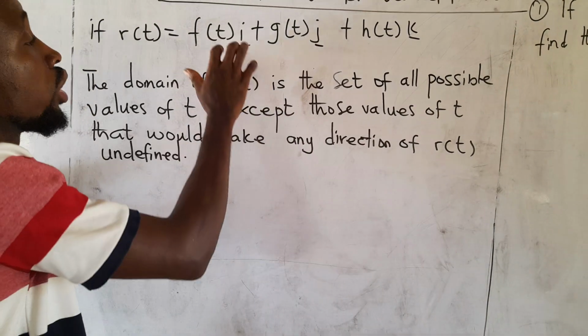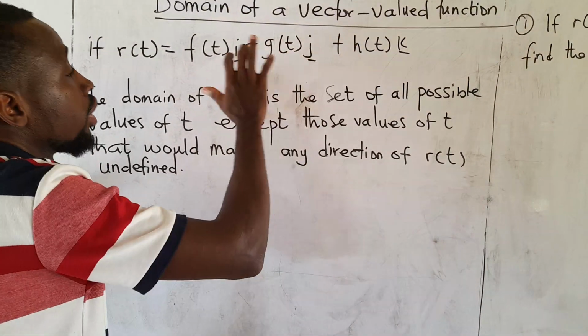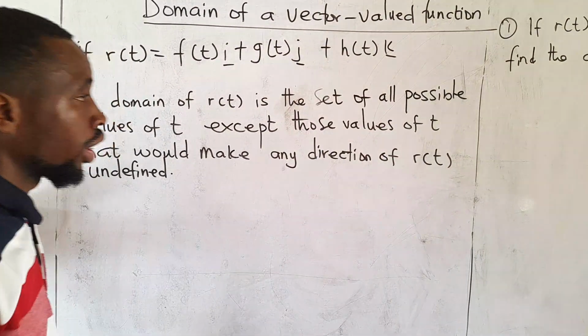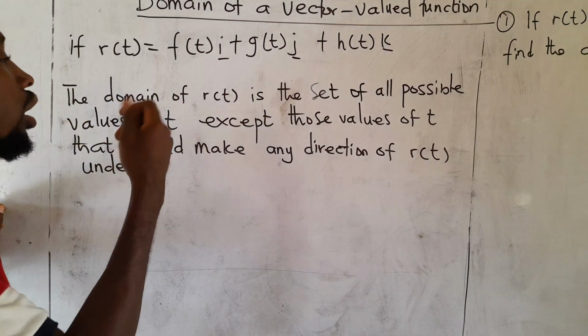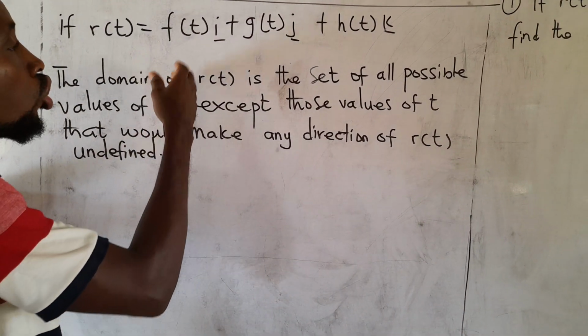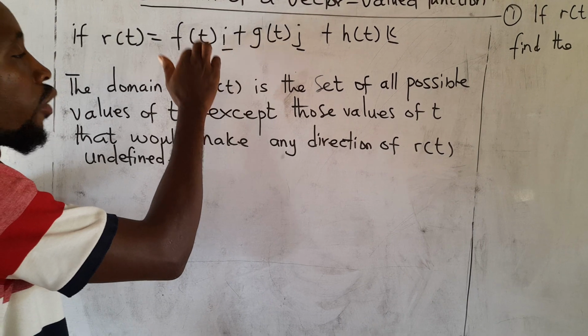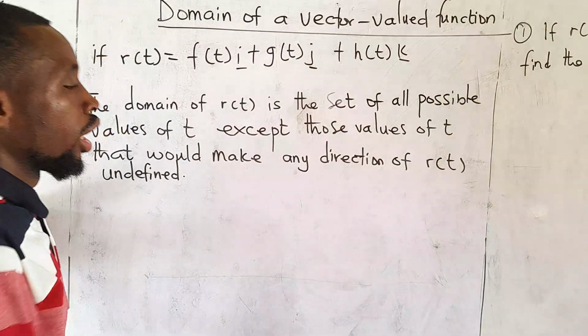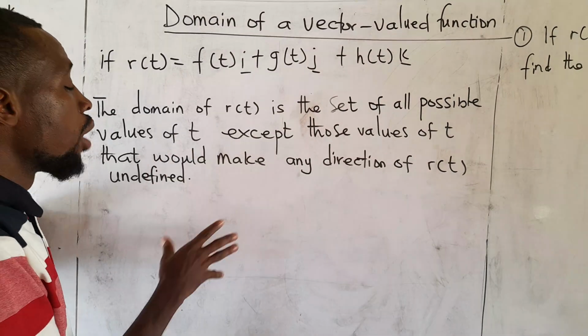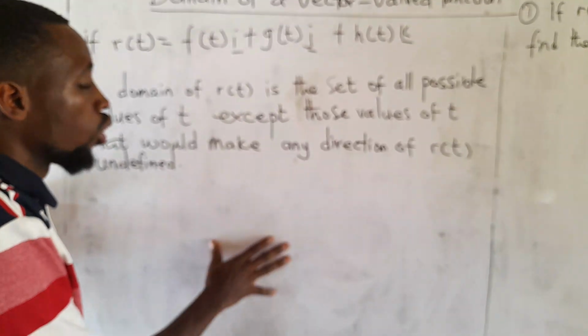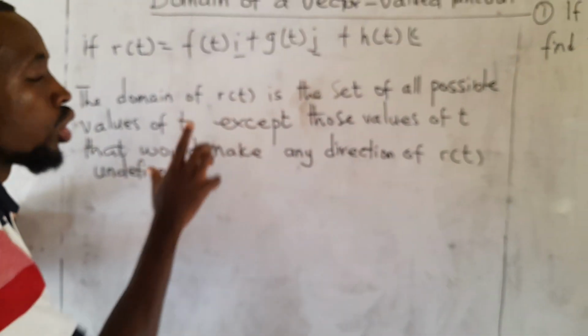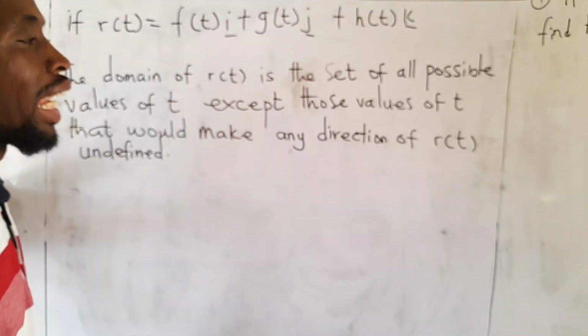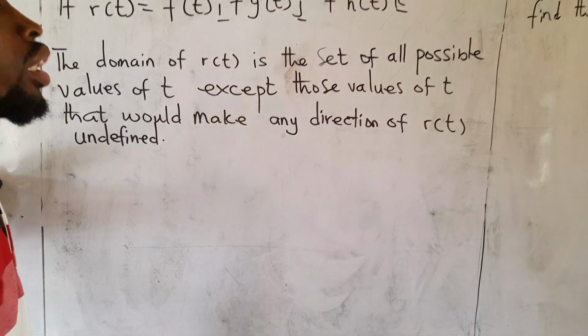So you check each of the directions, i, j, and k direction of the vector valued function, and see, is there any possible values of t that will make the function undefined? You check for all. Then, the domain becomes the set of all possible values of t, except those values of t that will make any of the directions undefined.